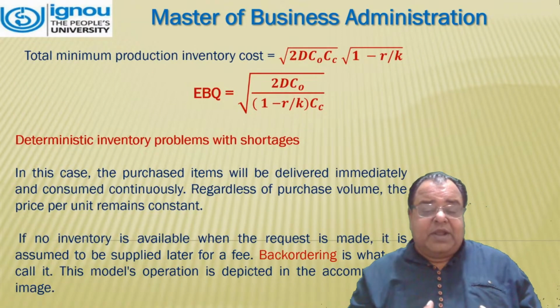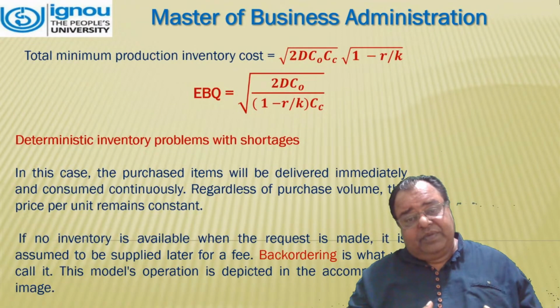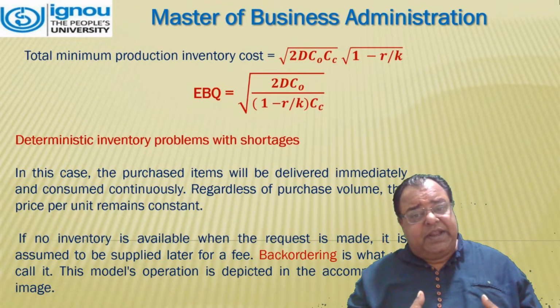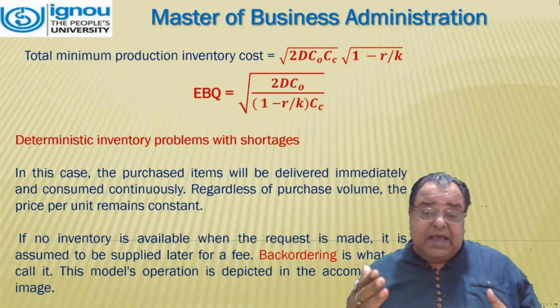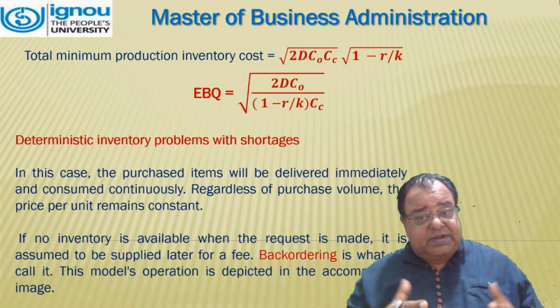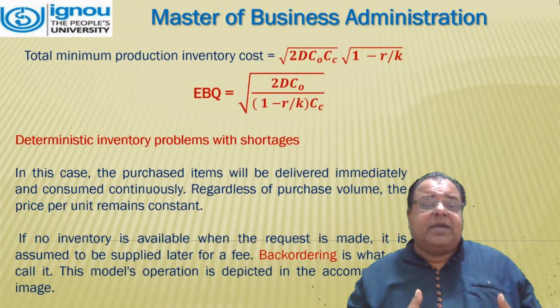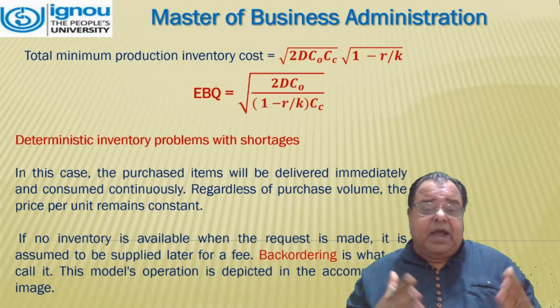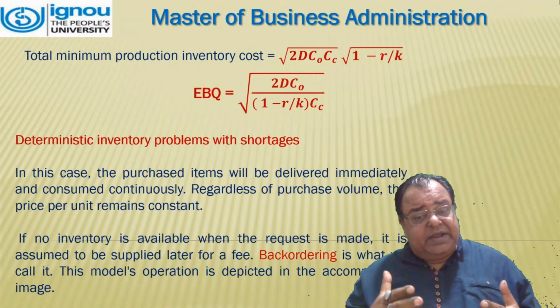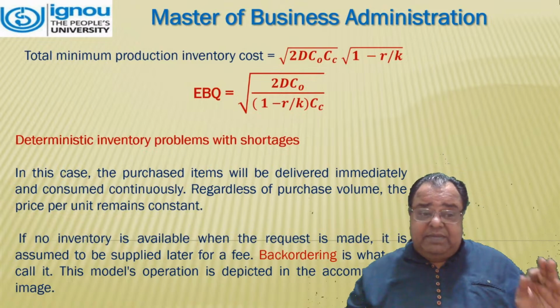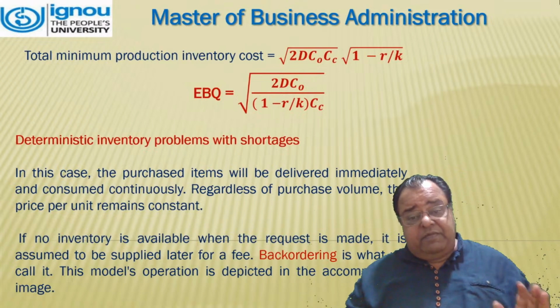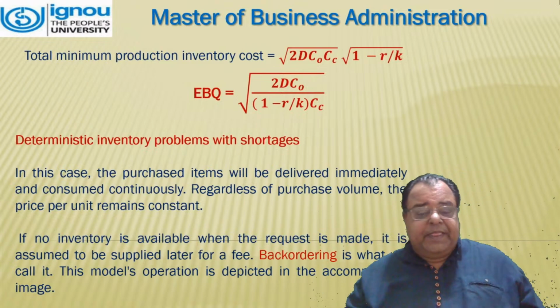Total minimum production inventory cost will be under root 2 times D, C naught, CC into 1 minus R by K. That means your economic batch quantity will be under root 2D C naught upon 1 minus R by K times CC. Then comes your deterministic inventory problem with shortages.